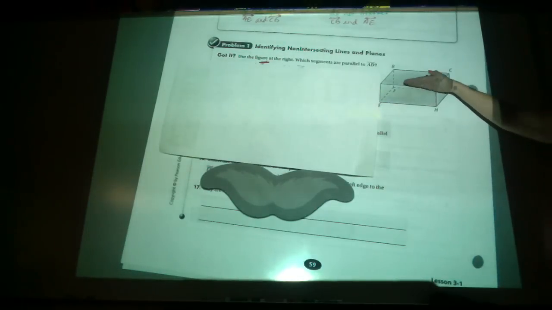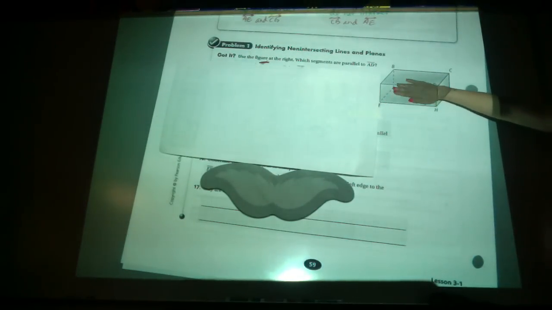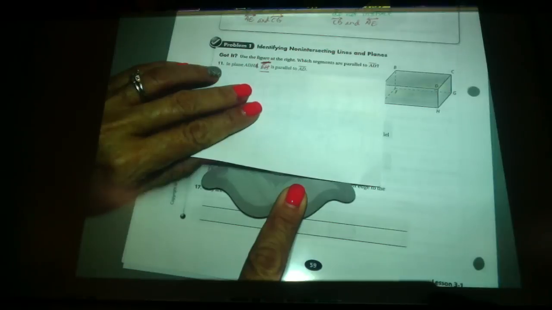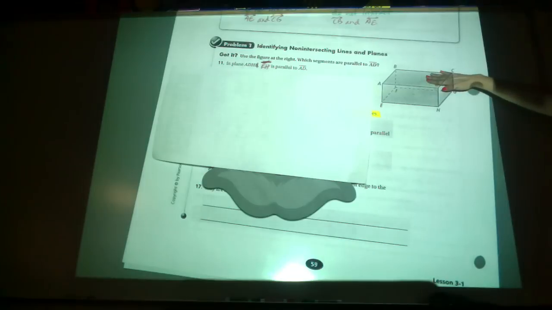So here's AD, and this is the front face we're talking about. So what's parallel to AD on the front face? EH is correct, so line segment EH. And then on number 12, in plane ADB, so it's the top plane, blank is parallel to AD. So in the top face, what's parallel to AD? BC, so that is correct.